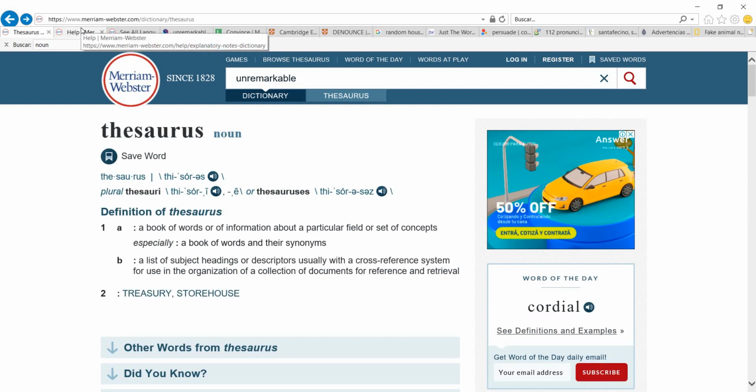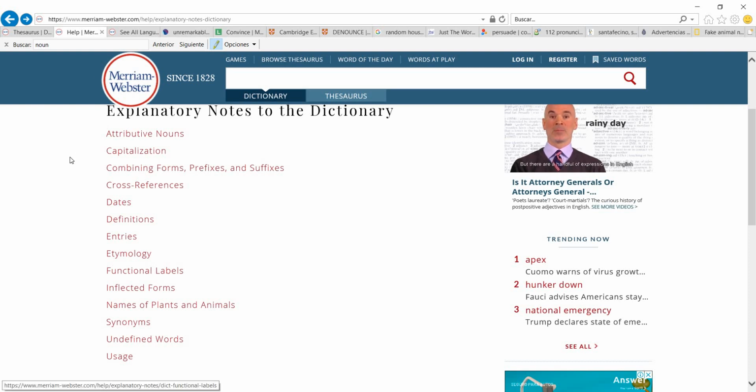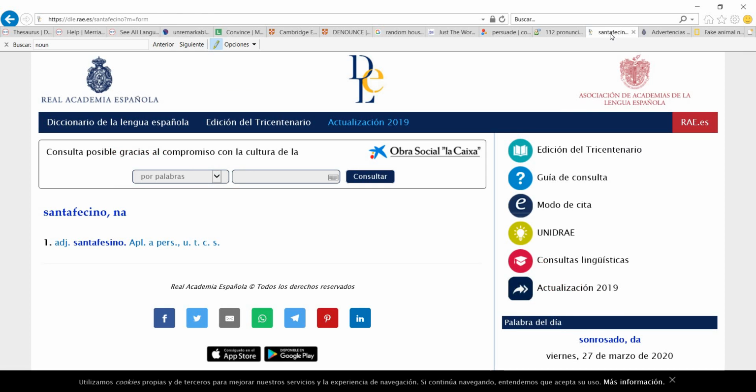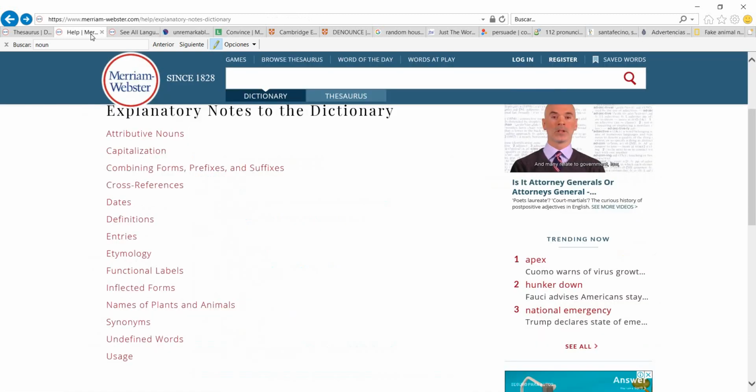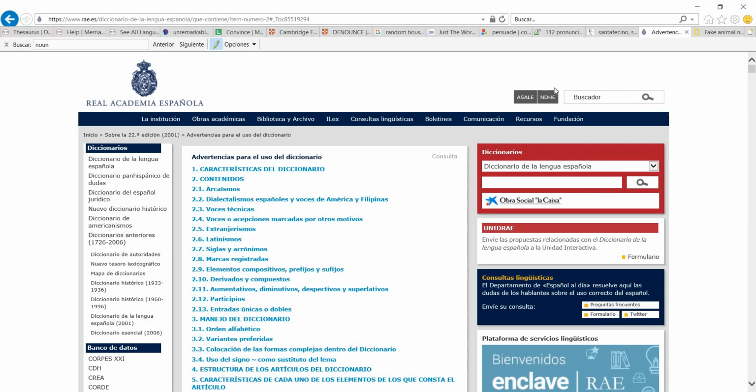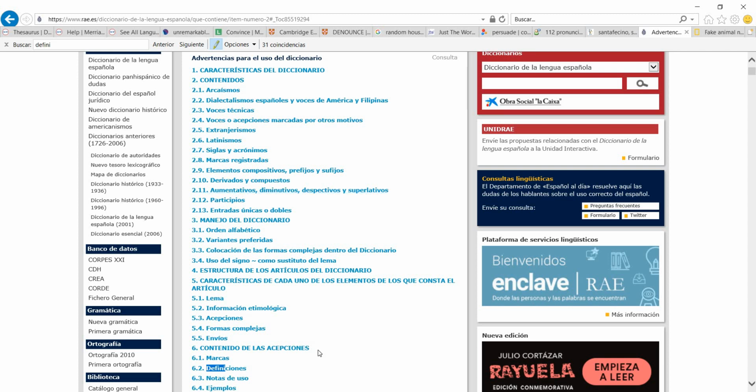Remember the last time we went to the help section of the Merriam-Webster and we checked out definitions, entries and usage. I want to go back to this concept of a definition, but this time I am going to take you to el Diccionario de la Real Academia Española and its advertencias. And here is where you find something similar to what you found here, only as you can see, this is much more detailed, much more professional. And we're going to go Control F to definición. And here actually what you find is el contenido de las acepciones, right?